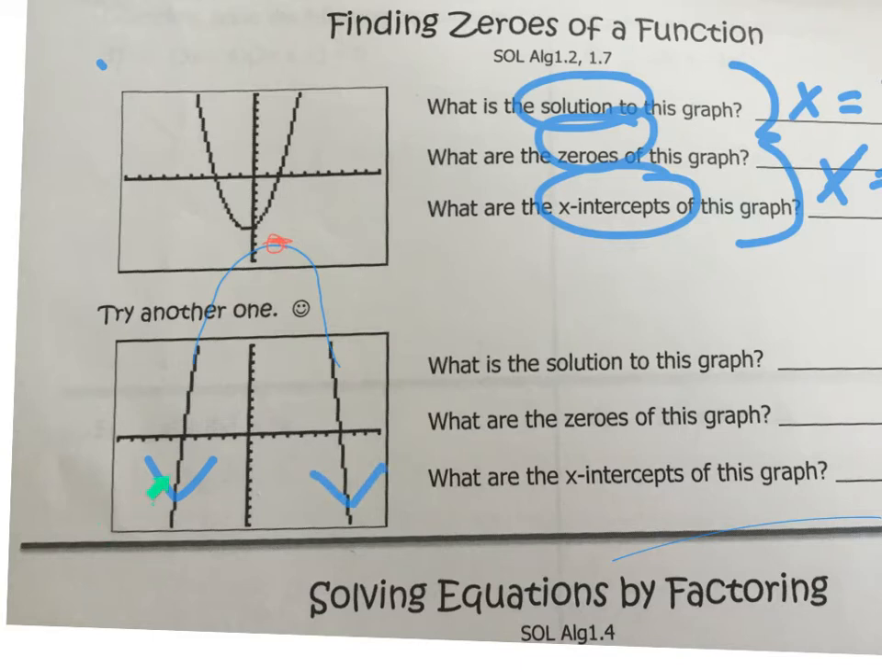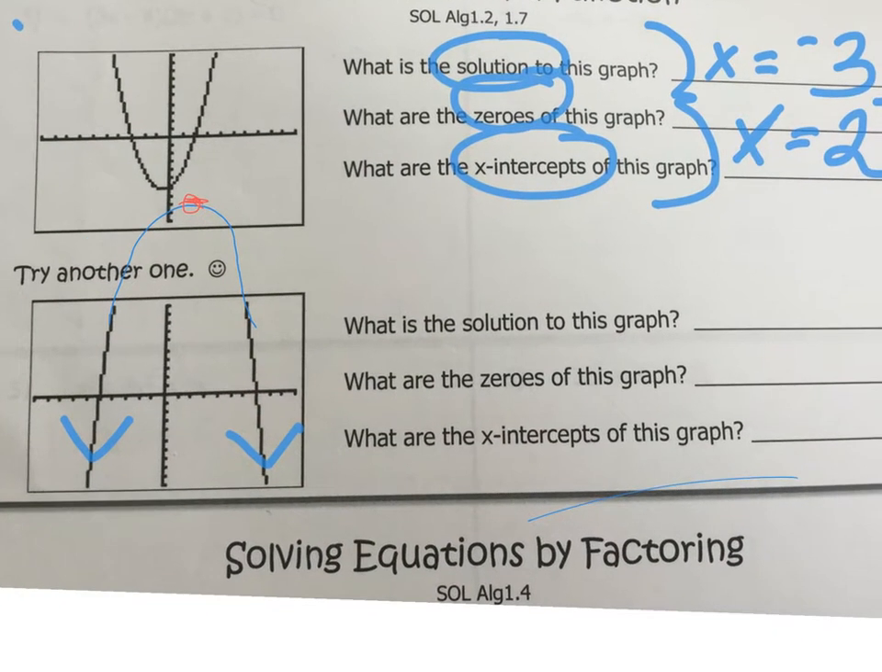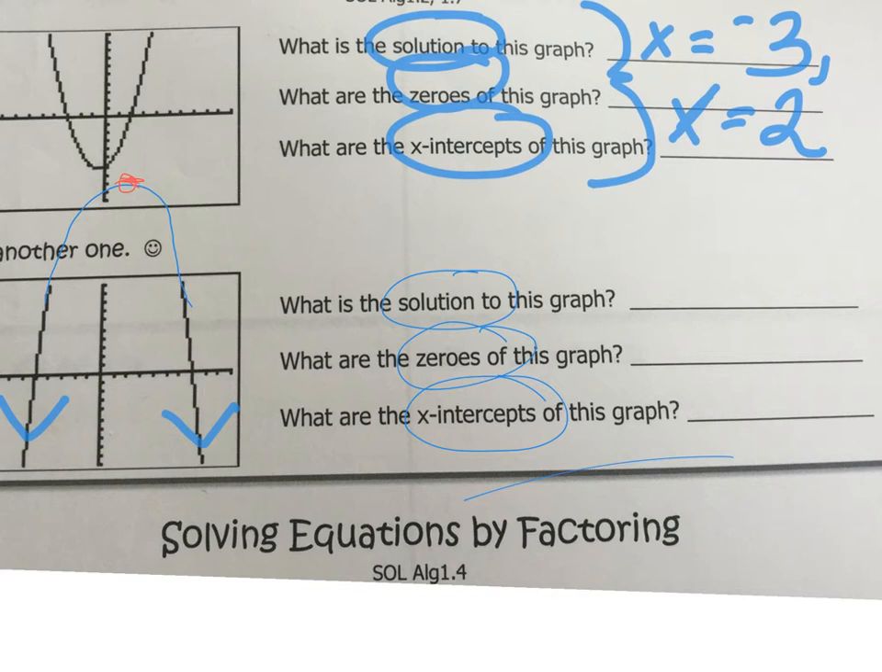Then we can see that this has two x-intercepts just like the other one. It looks like this one's at x equals -5 and this one's at x equals +7. So again, we know that solution, zeros, and x-intercepts are all referring to the same thing. They're referring to the value of x when y equals 0. So in this graph on the bottom, we would have the solution, zeros, and x-intercepts. All of them mean the same thing. X equals -5, comma, x equals +7.